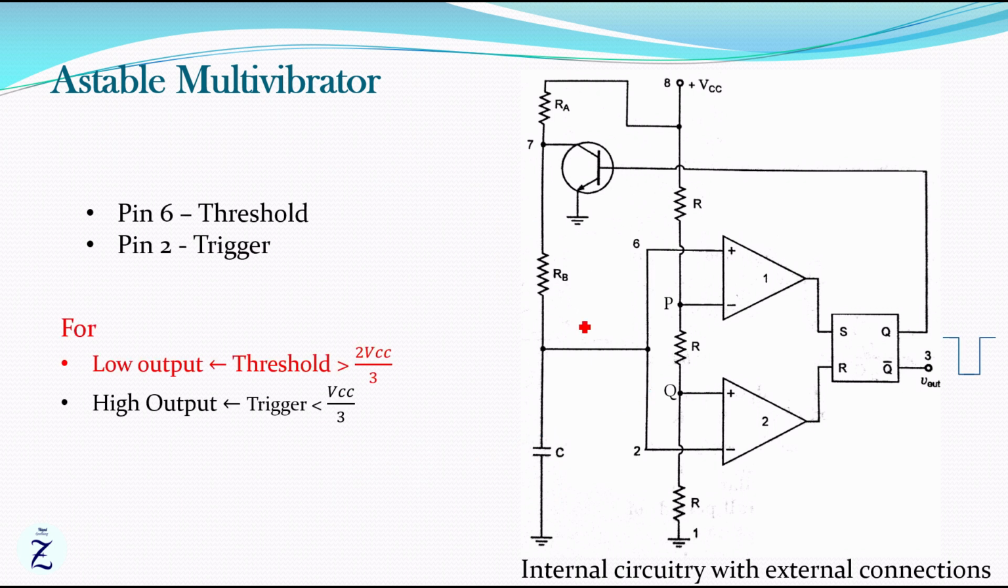For getting low output, the voltage at the threshold must be greater than 2 VCC by 3, and for getting high output, the voltage at the trigger input must be less than VCC by 3. These are the two key points we should remember to understand the working of an astable multivibrator.